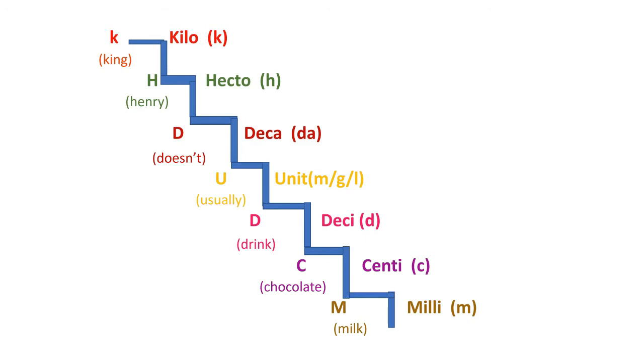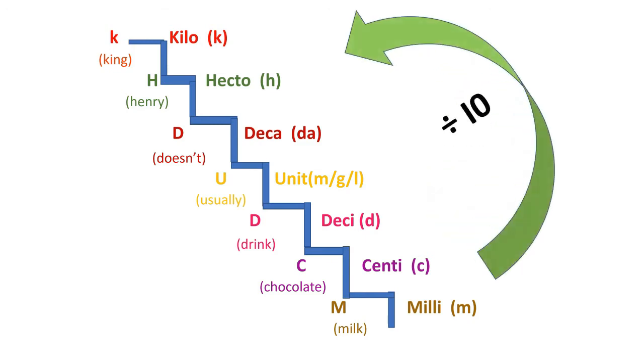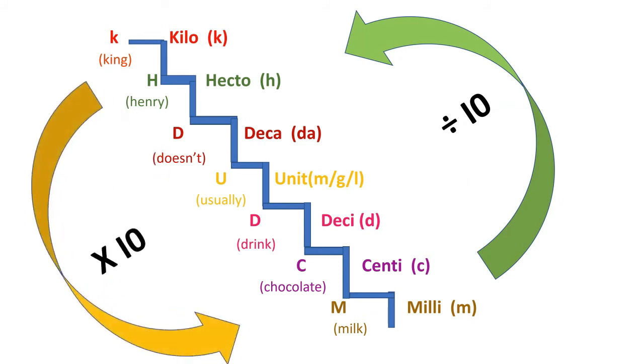So the song goes like, King Henry doesn't usually drink chocolate milk. That is something I know. King Henry doesn't usually drink chocolate milk. That is something I know. When you go up the step, you divide it to left. Going down, multiply around. Okay, so here is the song.